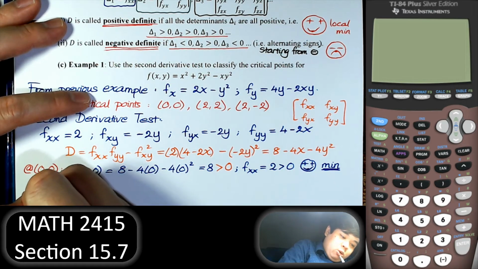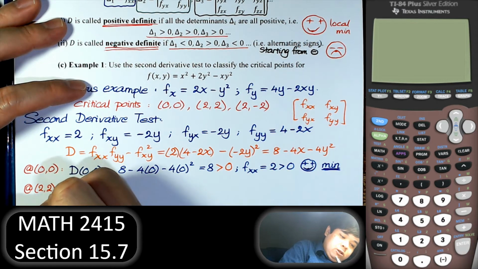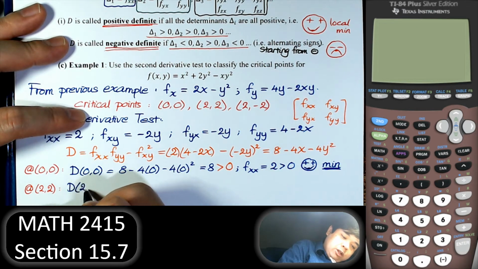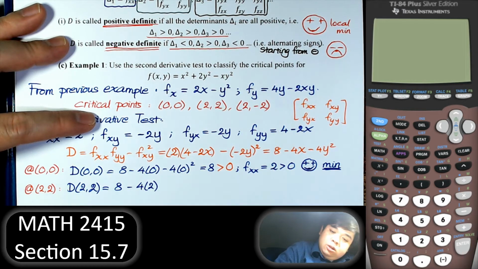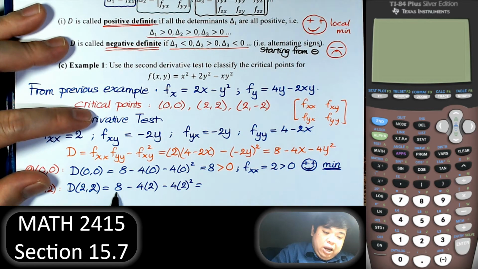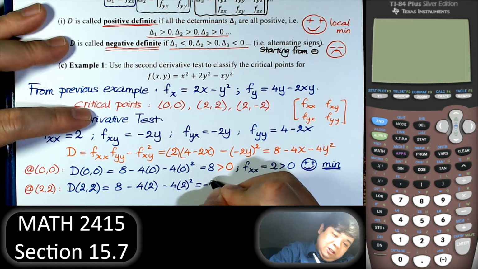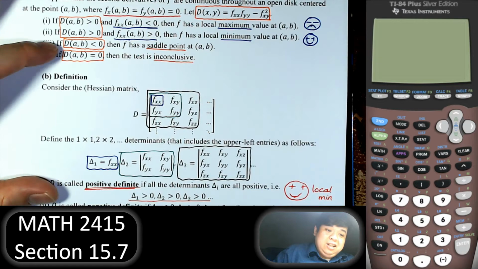Now we test a different point, at the point 2 and 2. We have 8 minus 4 times 2 minus 4 times 2 squared. So 8 minus 8, so that is 0, and this is negative 16. The discriminant is less than 0, so we don't need to go any further. It is a saddle point.